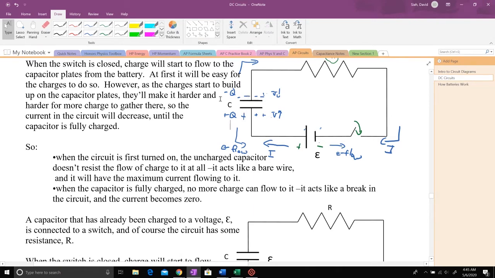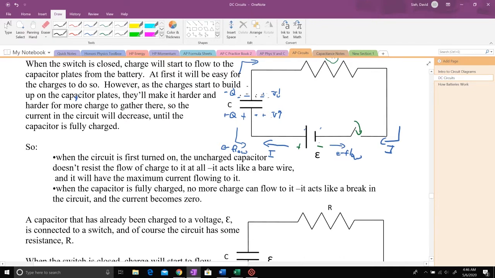So it's basically like the capacitor wasn't there, or you could think of the capacitor as acting like just a bare wire that goes straight across. It doesn't resist the flow. The current would just flow right through. In this case, it's flowing and collecting on this plate and flowing off the lower plate. But the point is, it's not resisting the flow at all in the first instant.